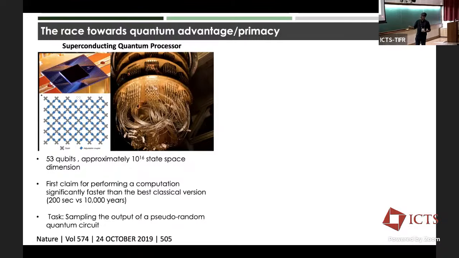It's sampling the output of a pseudo-random quantum circuit, and essentially they claim that their quantum computer can do this in about 200 seconds, and their estimate is that the best supercomputer will take something like 10,000 years. Of course, this result was highly controversial. People argued about whether it's really 10,000 and so on and so forth. But this was the first experiment where they claimed to show that a quantum processor actually does better than the best classical computer you have.